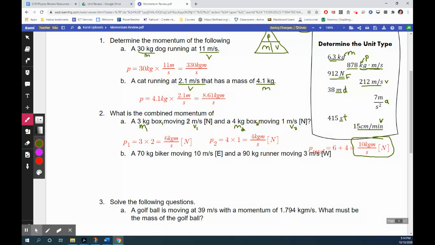So if we have multiple moving objects, their total momentum is added together if they're in the same direction. And they're going to be subtracted if they're moving in opposite directions. So pause the video and try this question. These are opposite directions, so they're going to have to be subtracted. So pay attention to that. Try it out.